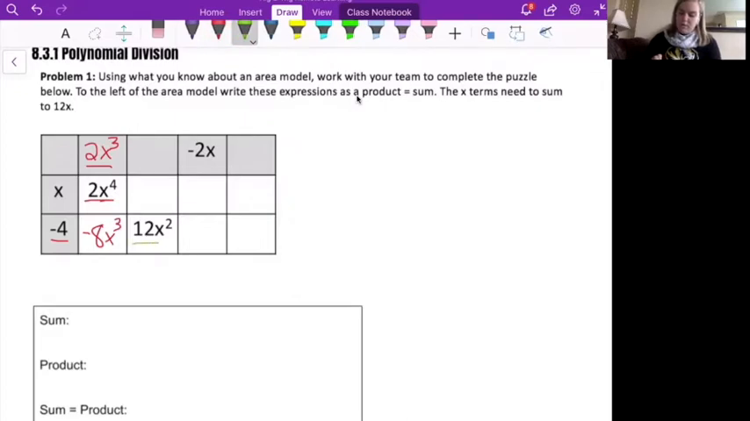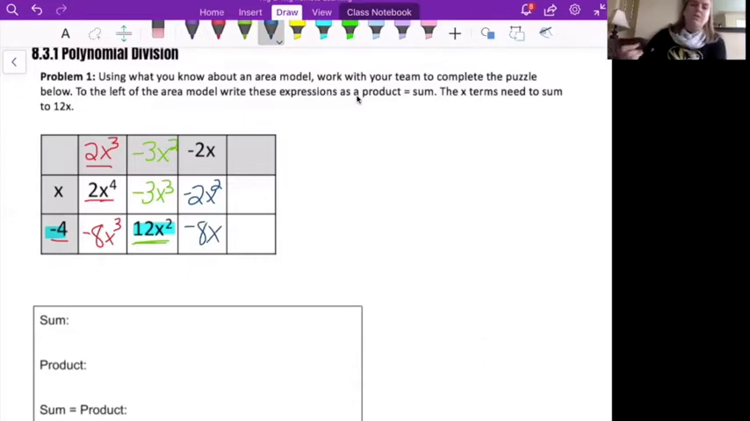And then because of this 4x squared here, we want to think about what times negative 4 would give us 12x squared. That would be a negative 3x squared. And so then this would have to be negative 3x cubed. And this would give us negative 2x squared and negative 8x.